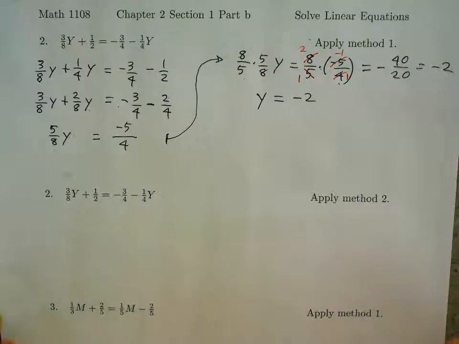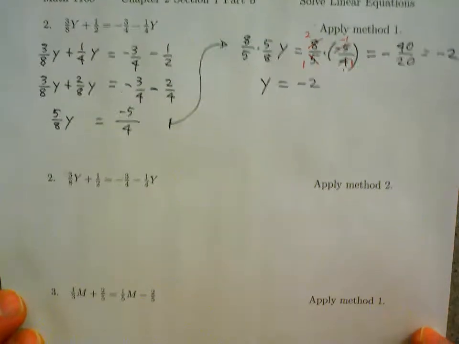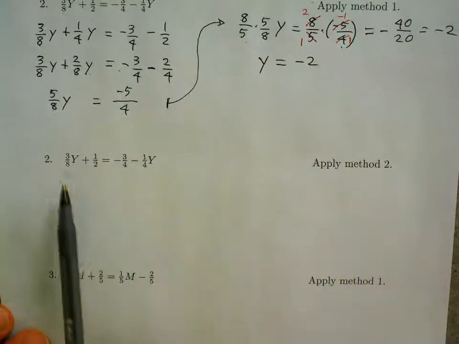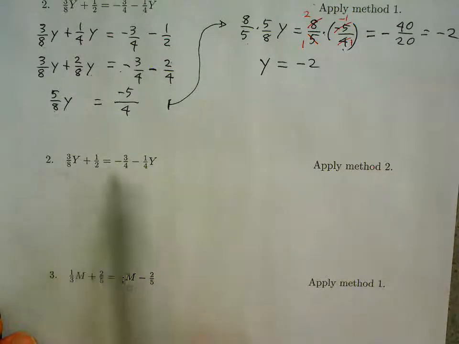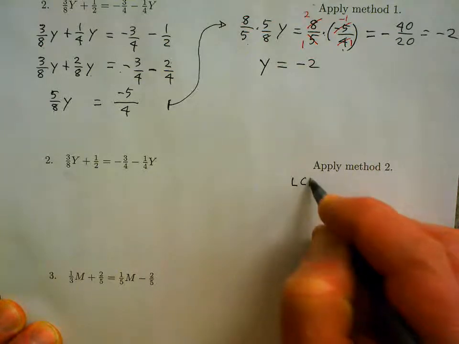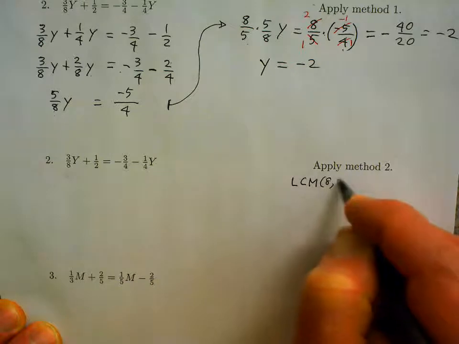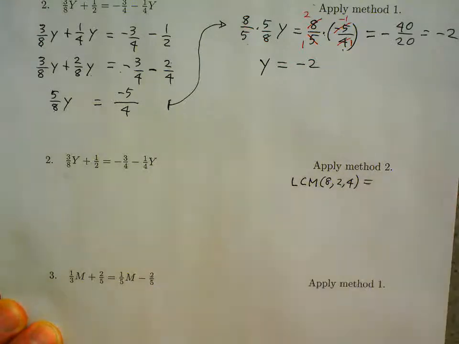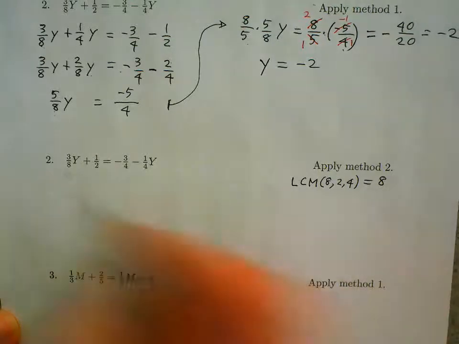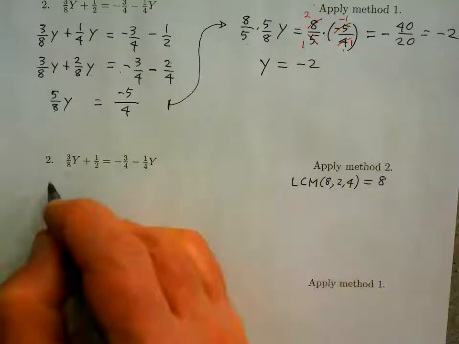Okay, below that, we have the same equation, but we're going to use the second method. There are 3 different denominators, 8, 2, and 4. The least common multiple of 8, 2, and 4 is just 8. Right? 8 is a multiple of 8, it's a multiple of 2, and it's a multiple of 4. So in this method, we just multiply every term on both sides by 8. You can think of 8 as 8 over 1, if that helps.